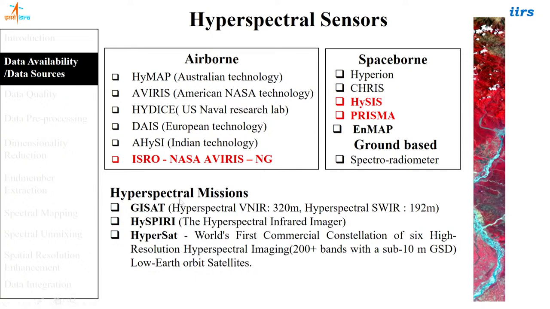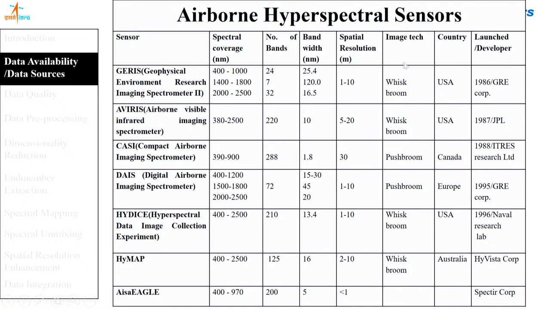And hyperspectral future missions are there: GISAT with hyperspectral VNIR and hyperspectral SWIR, with 320 and 192 meter spatial resolution. HyspIRI is going to be launched by NASA. Hypersat will be a commercial constellation of satellites, which will be available with 200 plus bands with 10 meters spatial resolution. So this is the specification of different airborne sensors.